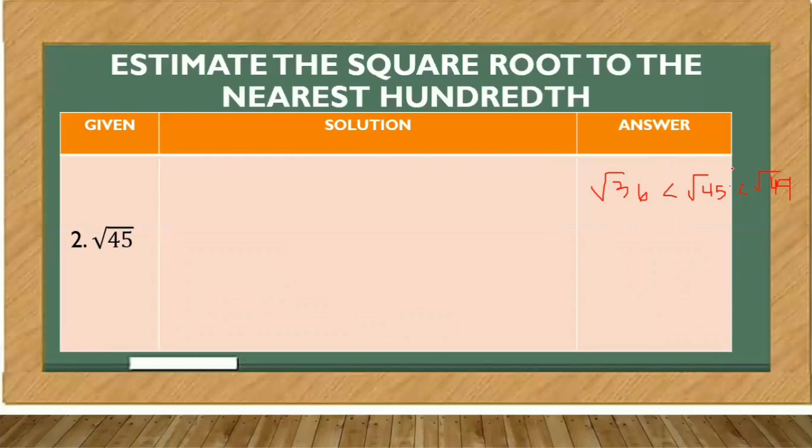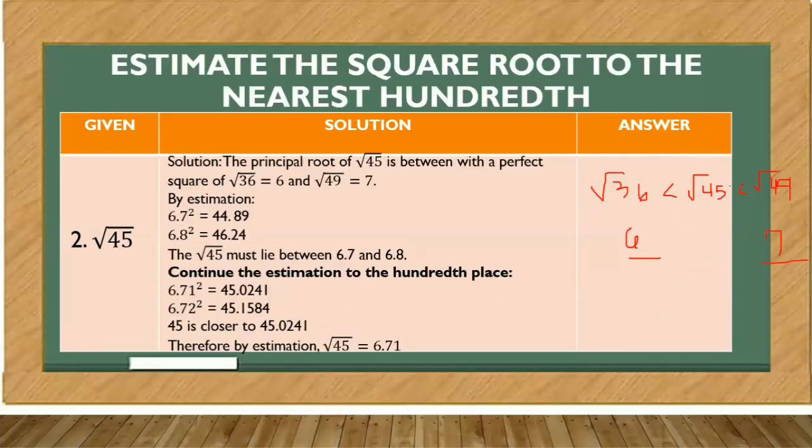Nasa gitna si 45. So, si 36, ang perfect square niya is 6. 49, ang perfect square niya is 7. It means, ang kanyang principal root is between 6 and 7. Alright? Ito po yun. Solution, the principal root of square root of 45 is between the perfect square of 36, which is 6, and then square root of 49, which is 7. So, nasa pagitan lang muna tayo ni 6 and 7. By estimation, mag-estimate na tayo. Okay? Kailangan malapit kay 45.